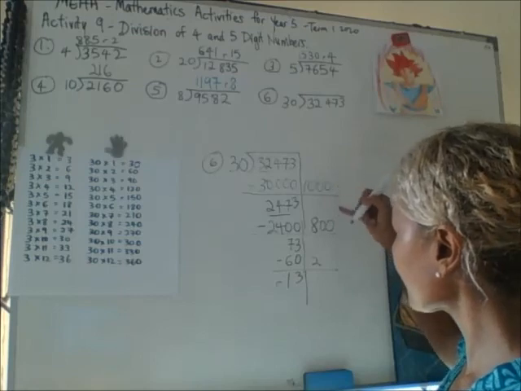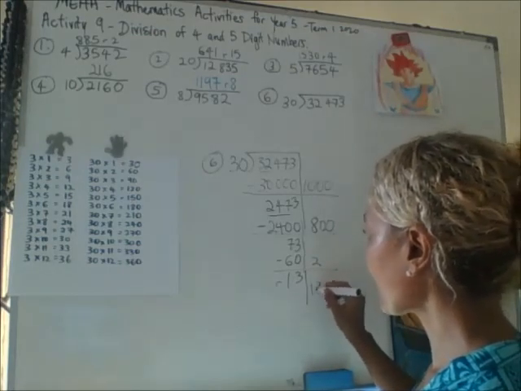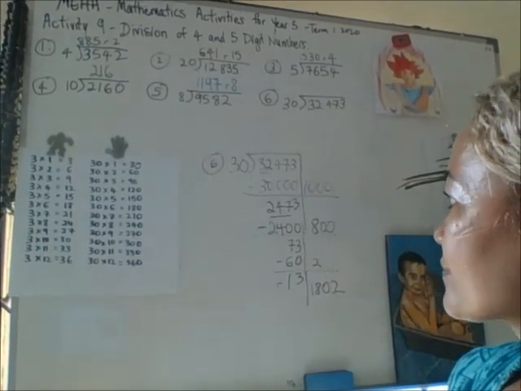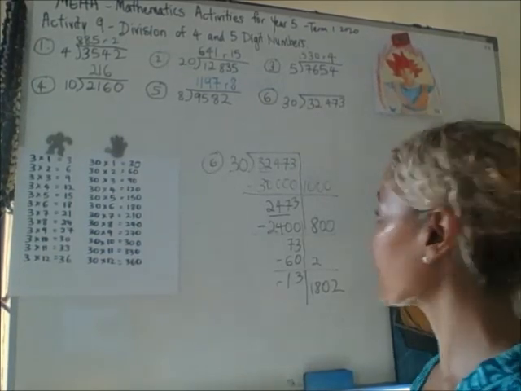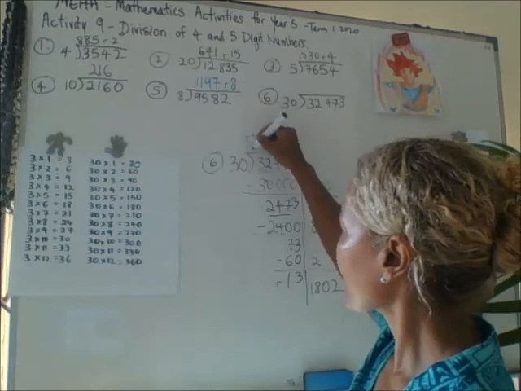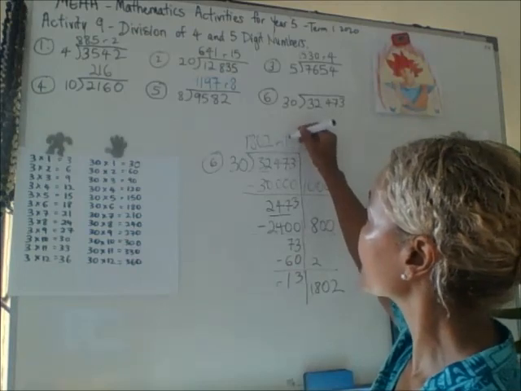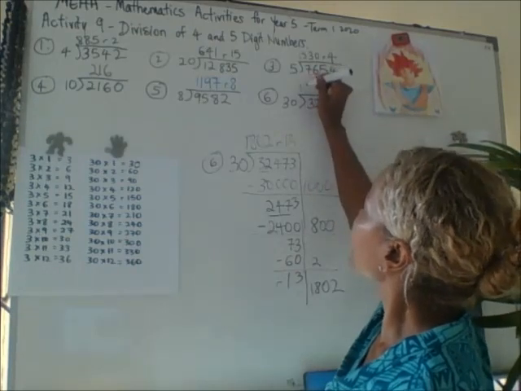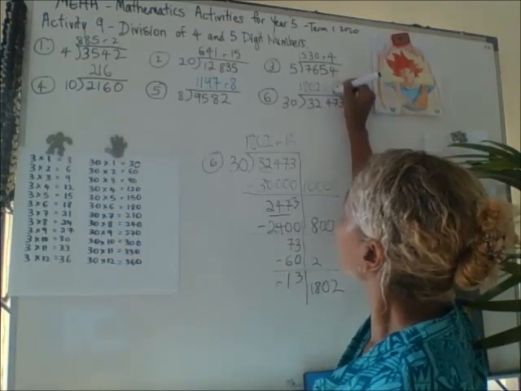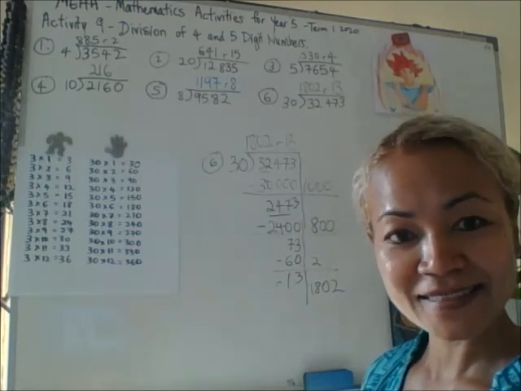Add this down. 1,802. So that's my answer. I'll write it up here. 1,802. Remainder. Don't forget the remainder of 13. And I'll put that same answer up here. 1,802. Remainder 13. Right, all 6 done.